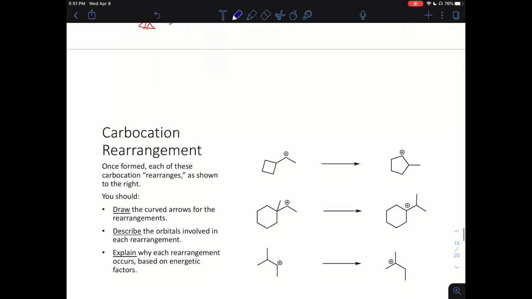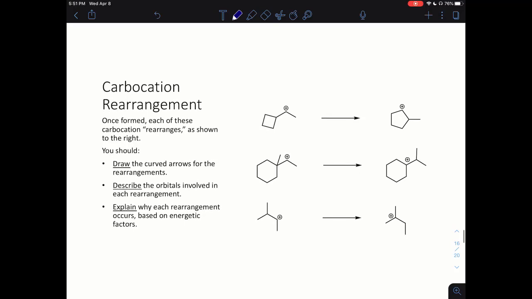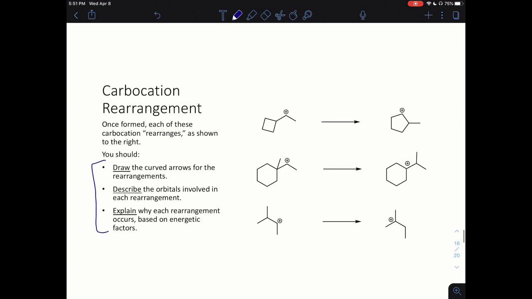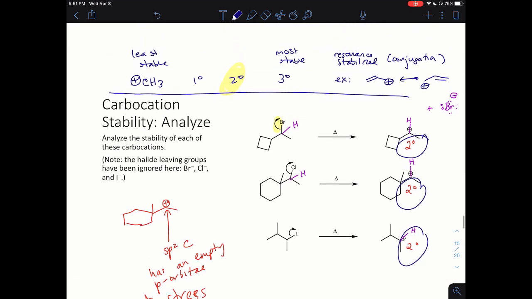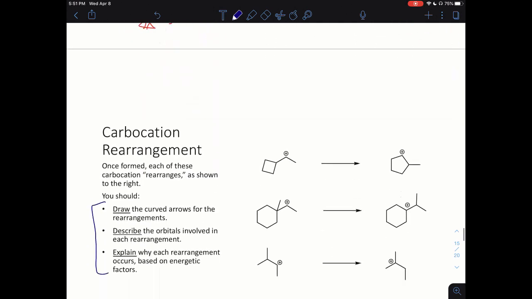It turns out that each of these carbocations does something called rearrange, and I've shown you what they rearrange to. There's a lot of pausing in this little exercise, but I want you to pause and draw the curved arrows, describe the orbitals involved in the rearrangements, and try to explain why each carbocation rearranges. You have a big clue. Your clue is here and here. Please go ahead and pause and try this question on your own.